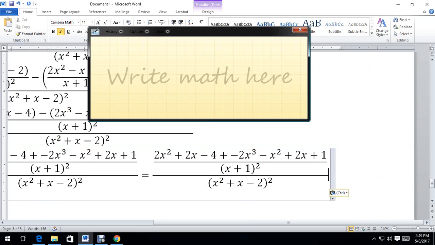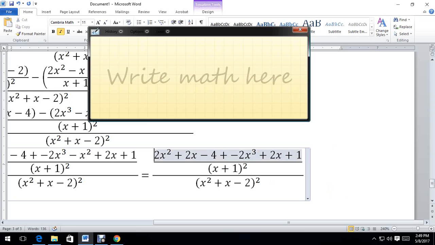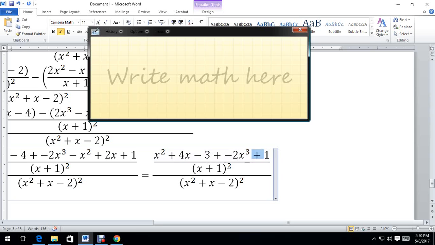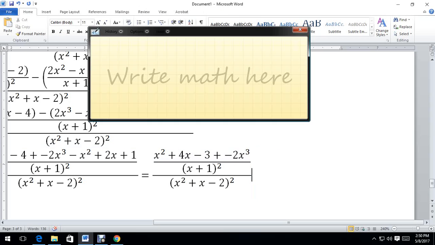For this part of the numerator, we have, well, negative 2x cubed doesn't have any partner, so that leaves negative 2x cubed as is. 2x squared and negative x squared, so that becomes 2 minus 1, which gives us 1x squared. So let's drop one of the x squared terms and leave 1x squared. Next, you have 2x plus 2x, that becomes 4x. Let's write 4x and drop the other 2x. And finally, negative 4 plus 1 gives us negative 3. So let's drop the plus 1.